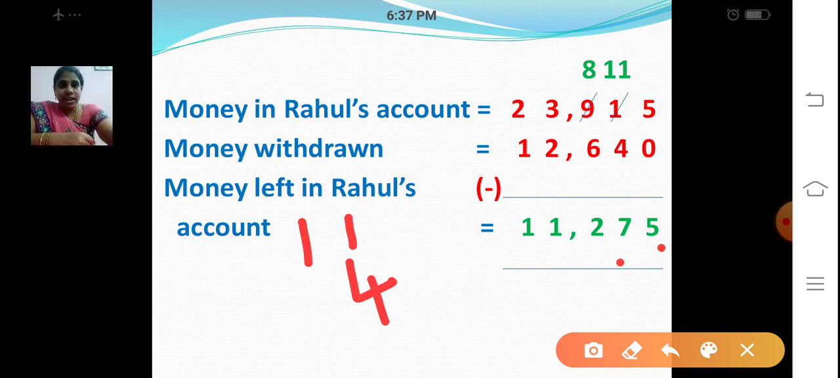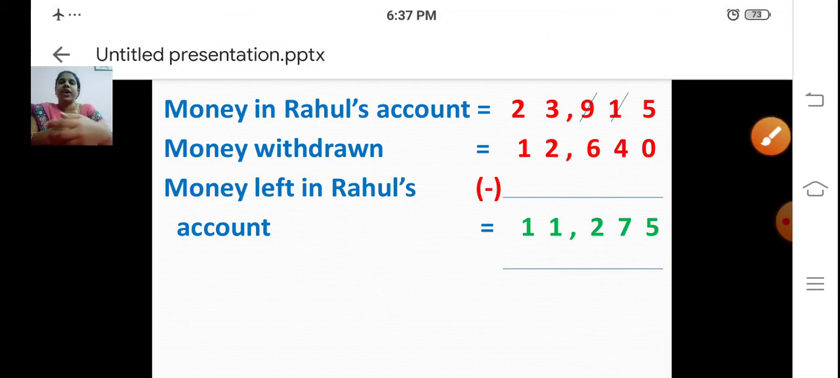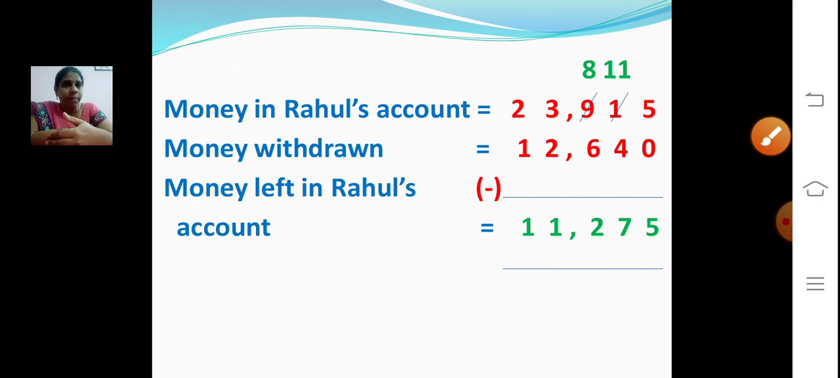Now my hundreds place has become 8. So we subtract 8 minus 6. 800 minus 600: after 6, 7, 8, so 2. Now let's move on to the thousands place. 3 minus 2, 1. And 2 minus 1, 1. So the answer is, how much money is left in Rahul's account now? 11,275.